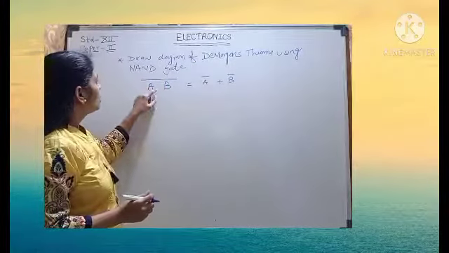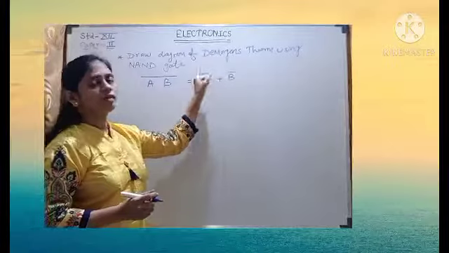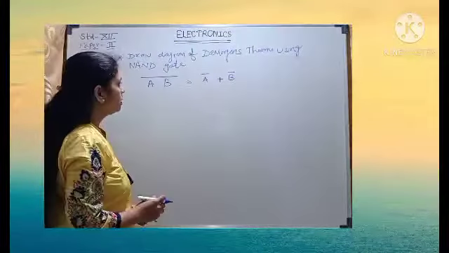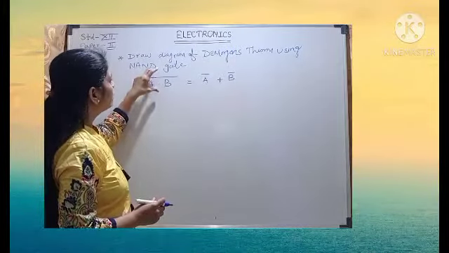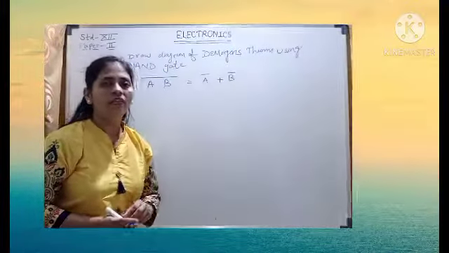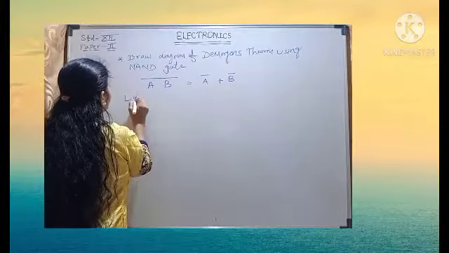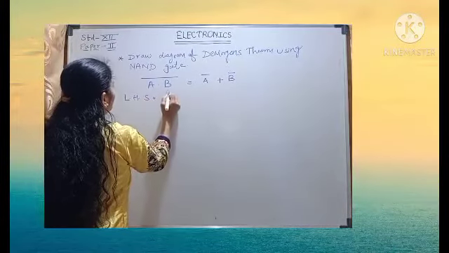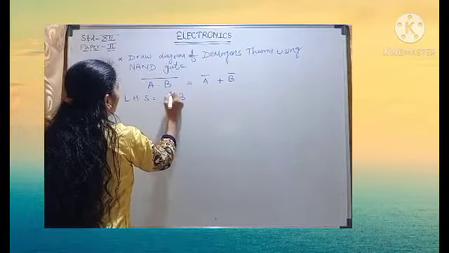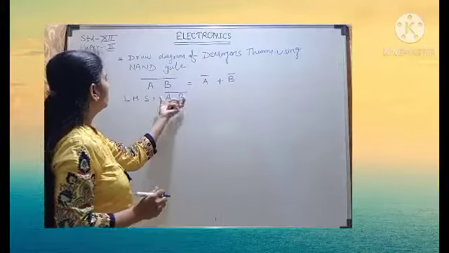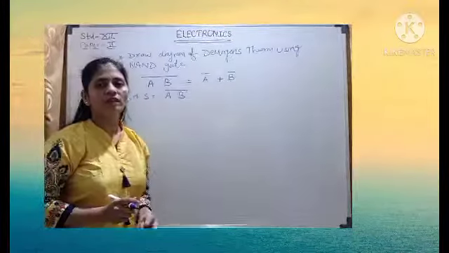So complement of product is equal to sum of their complement. This is De Morgan's second theorem. So we have to prove that this LHS is equal to RHS by using NAND gate. So let's take the LHS. LHS is equal to (A dot B) complement. This is the LHS of De Morgan's second theorem.